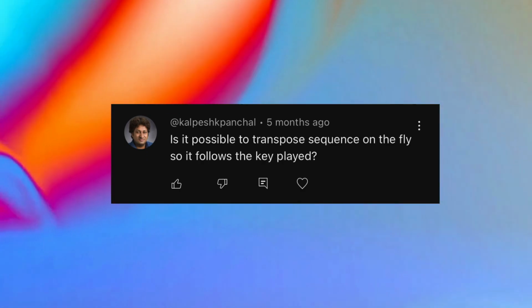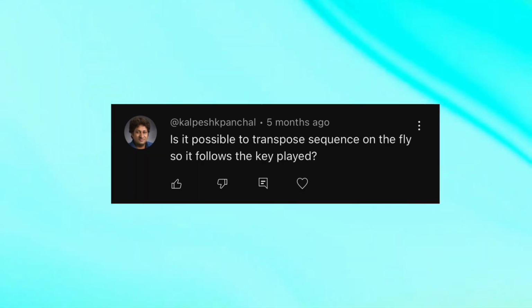But enough talking. Let's go to the question. All right, so this one came in about 5 months ago. The question was, is it possible to transpose a sequence on the fly so it follows the key played? The answer to the question is yes, but not the way that you would think. And I'm going to explain that right now.